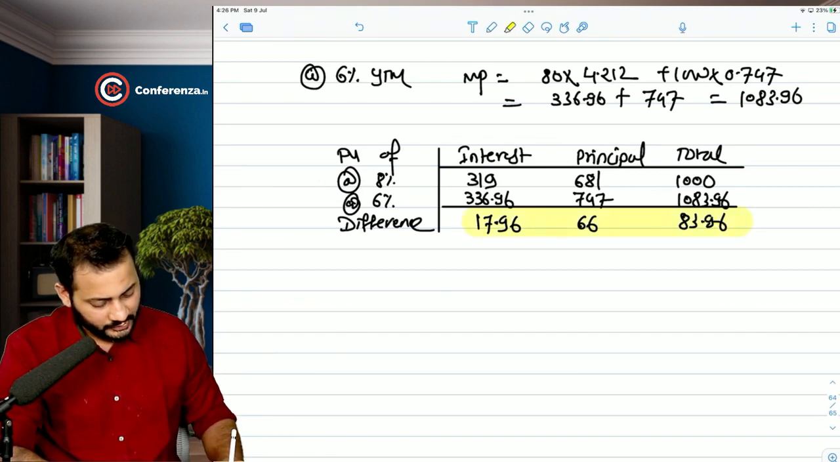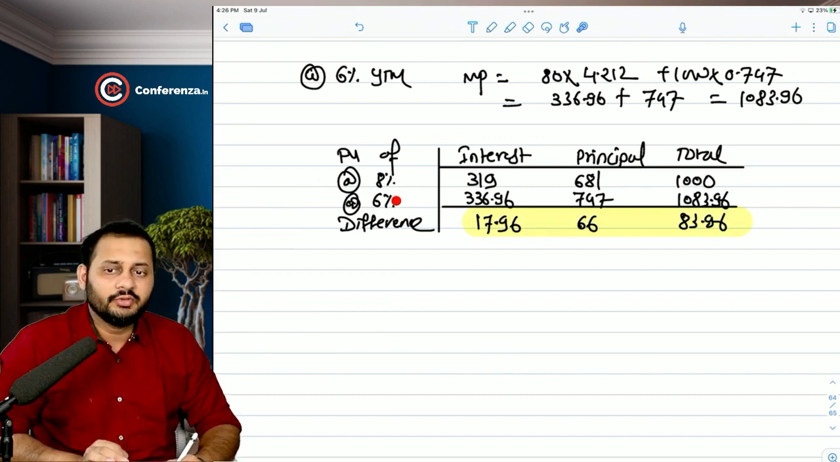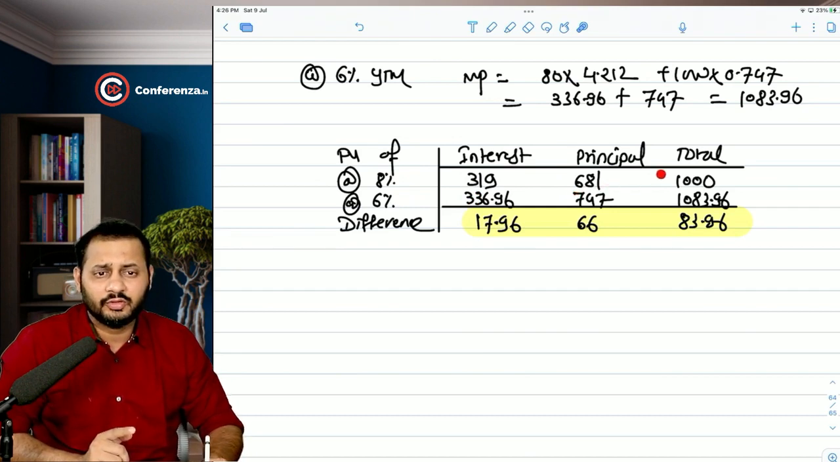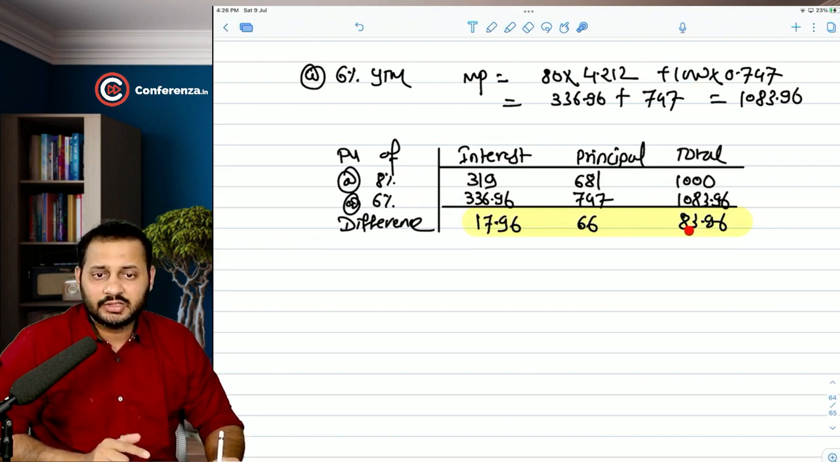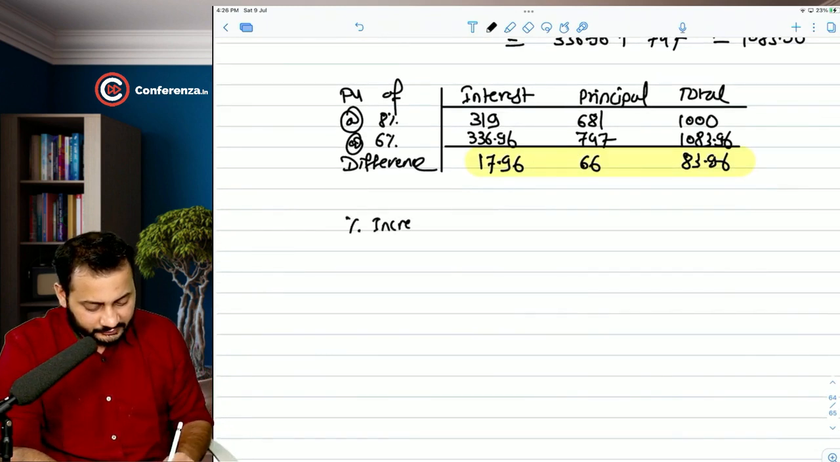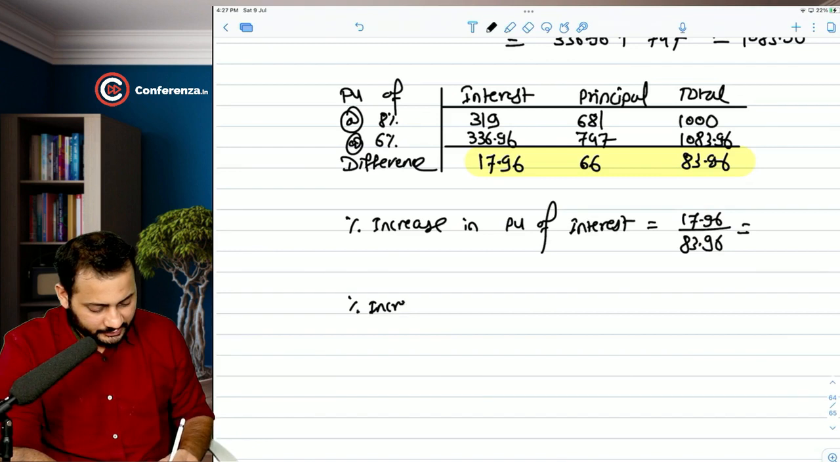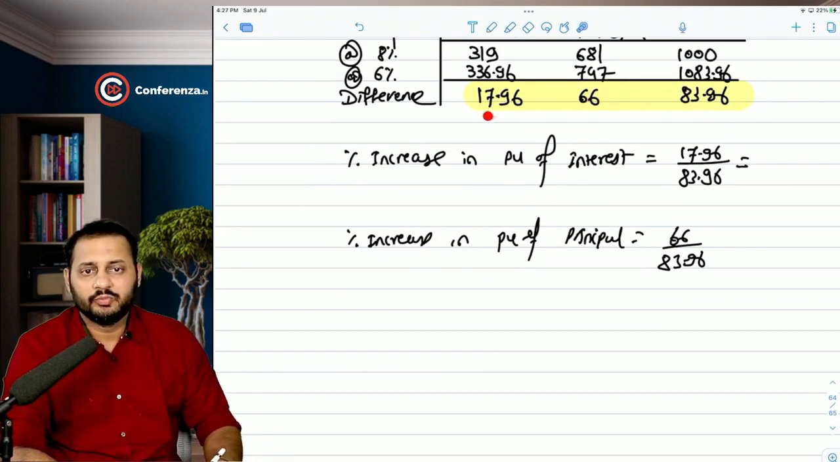Now have a look at the difference. When the YTM goes down from 8 to 6%, it is absolutely true that the market price will increase. The present value of interest payments has increased, principal has also increased, and the total market value has also increased. Now you have to tell how much of the total increase of 83.96 rupees is contributed, in percentage, by interest and by principal. So the percentage increase in present value of interest payments is 17.96 divided by 83.96, and the percentage increase in present value of principal is 66 divided by 83.96. That's it, simple. With this 100%, we have divided how much is contributed by each.